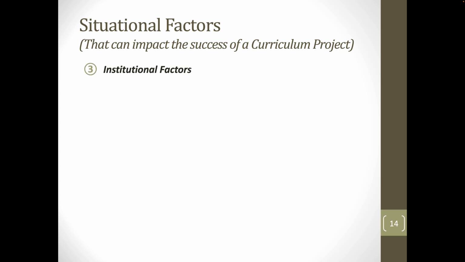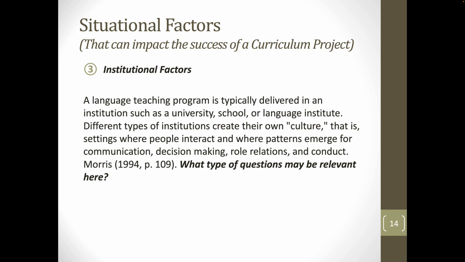Okay, moving on. Let's move on to institutional factors. To quote Morris, he says that a language teaching program is typically delivered in an institution, for instance, a university, a school, or language institute, and different types of institutions create their own culture. That is, settings where people interact and where patterns emerge for communication or decision making or role relations and conduct. So you see that once the program is ready to be implemented, it's going to be taught within a specific institution. So we have to first ask, as far as situation analysis, what do we do with these institutions? We have lots of questions about these actual locations or places where the program will take place.